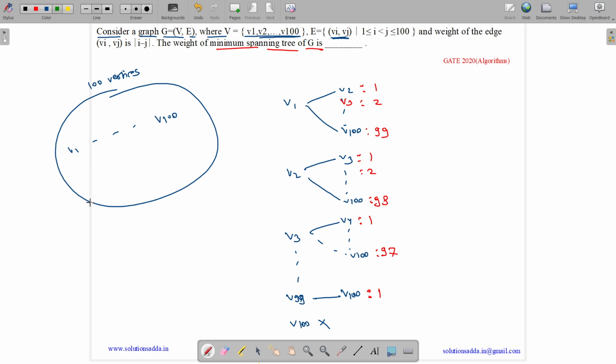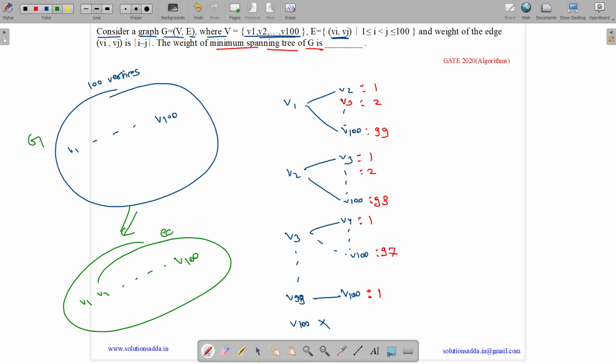So what is a spanning tree? If this is our graph, then a spanning tree will have all the vertices V1, V2 up till V100, and the number of edges will be the number of vertices minus 1. So 100 minus 1, we will have 99 edges and 100 vertices. Now we need to choose which edges.